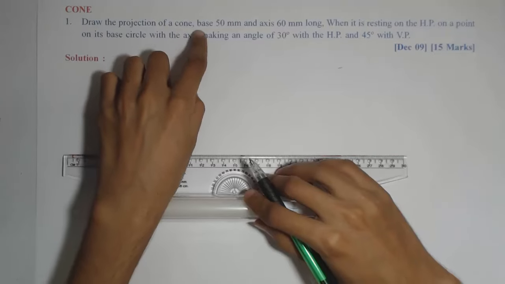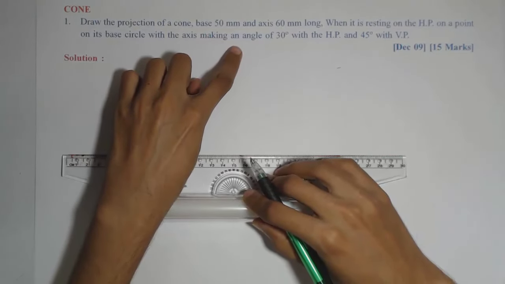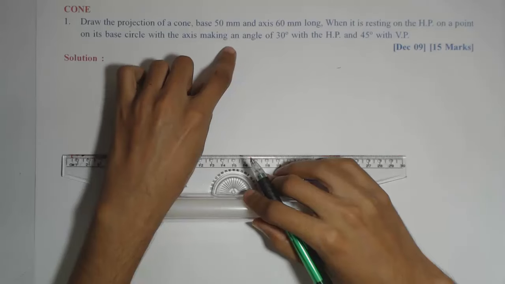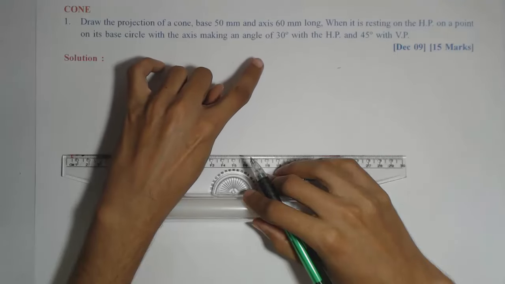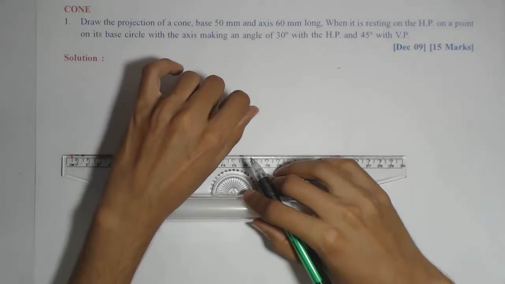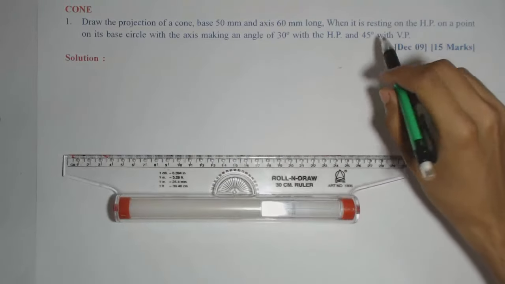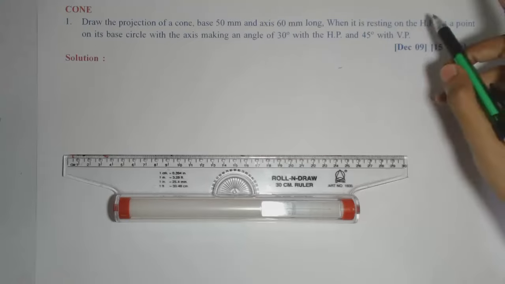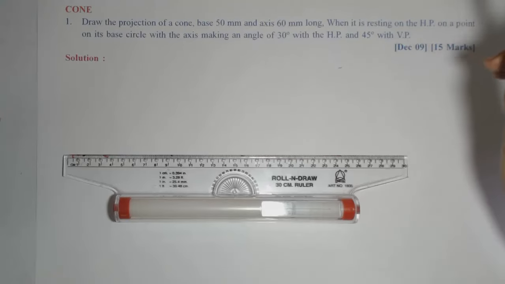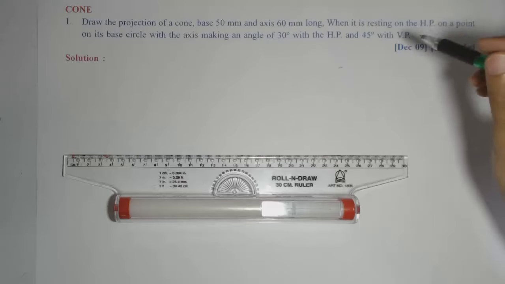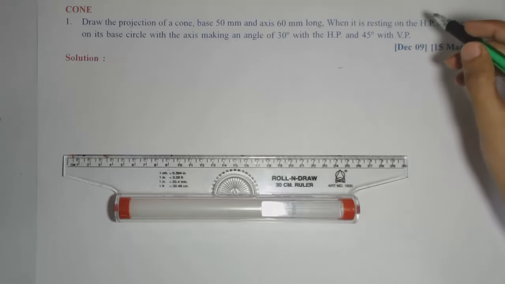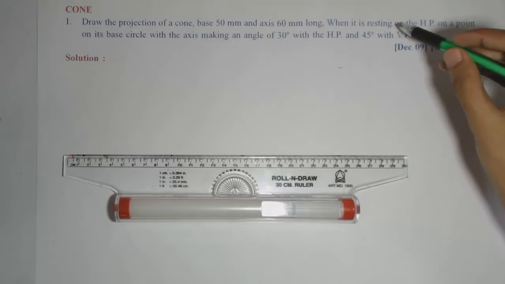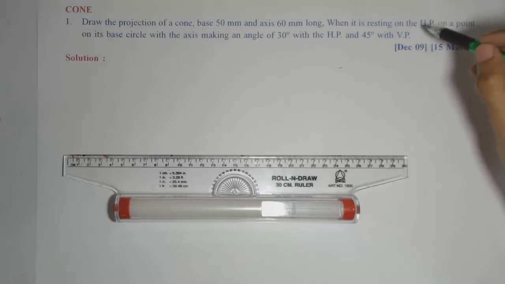Draw the projection of a cone, base 50 mm, axis 60 mm long, when it is resting on HP on a point of its base circle with the axis making an angle of 30° with the HP and 45° with the VP. Here two inclinations are given, both with HP as well as VP for the axis, since it is a 3-stage problem. Now we need to see where and how to start, how to draw the base. Initially it is given that the cone is resting on HP on a point of its base circle, on the HP.